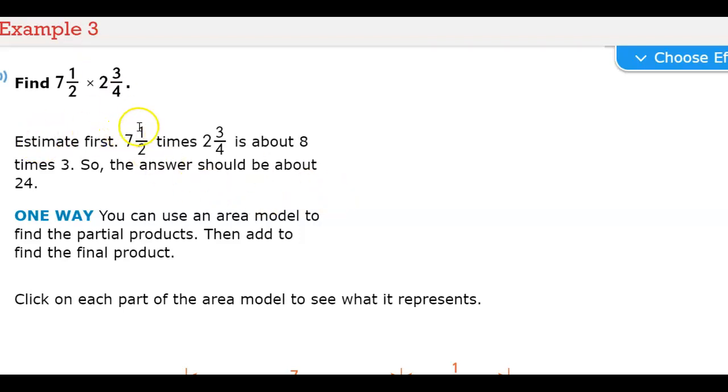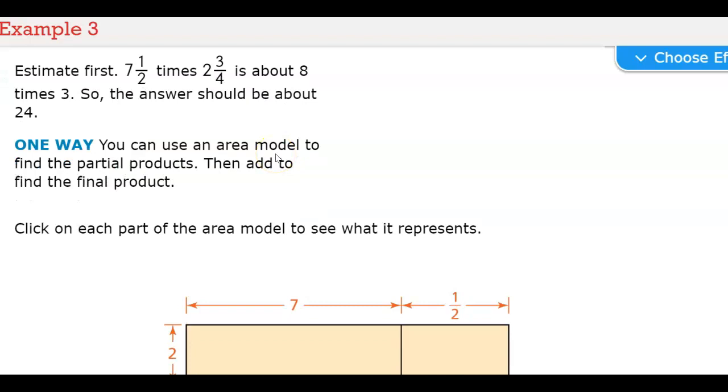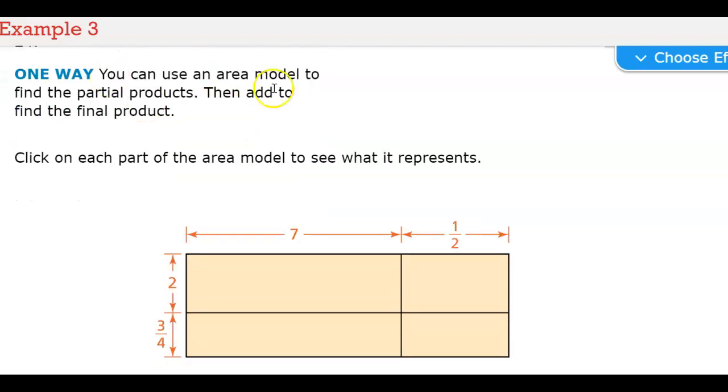Estimate first. 7 1/2 times 2 3/4 is about 8 times 3. So the answer should be about 24. One way, you can use an area model to find partial products, then add to find the final product.